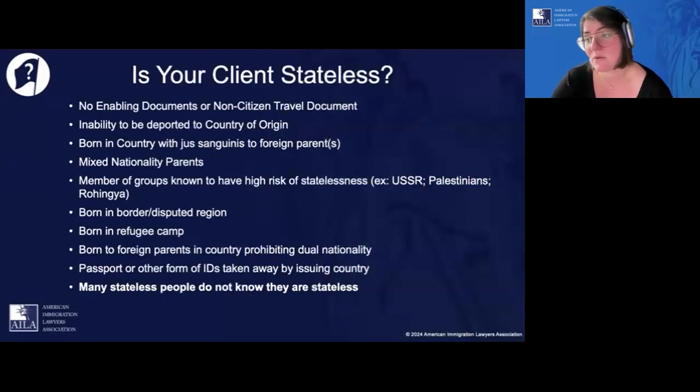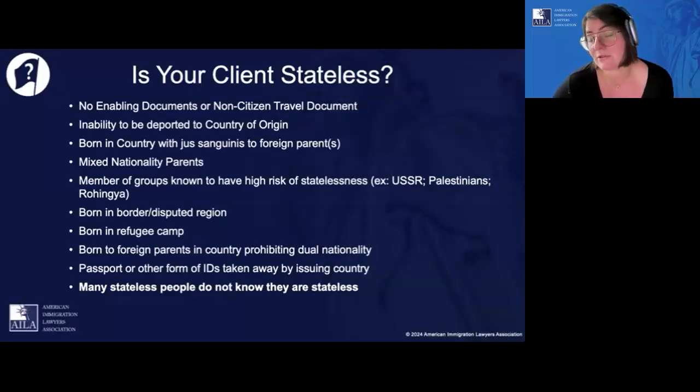Is your client stateless, or can they be stateless? It is pretty straightforward, but oftentimes needs a little bit more research. If your client is stateless, they may have no enabling documents or non-citizen travel document. Stateless people can't travel. When you're not recognized as a citizen of anywhere, you don't really have the opportunity to get the benefit of that country, which is a travel document or passport. Inability to be deported to country of origin. Oftentimes, stateless people are stuck in a deportation order, feeling like indefinitely, for decades.